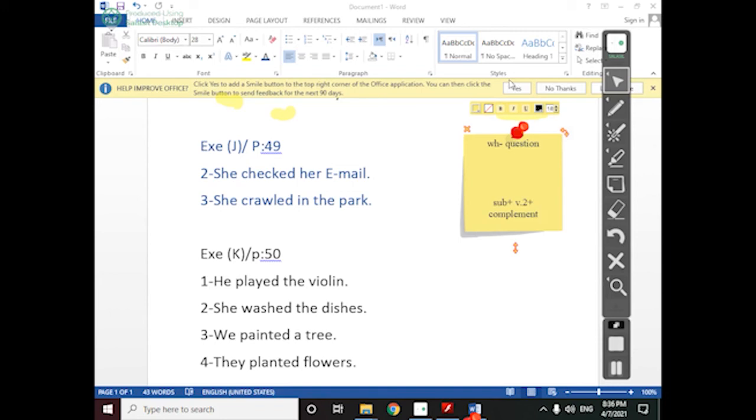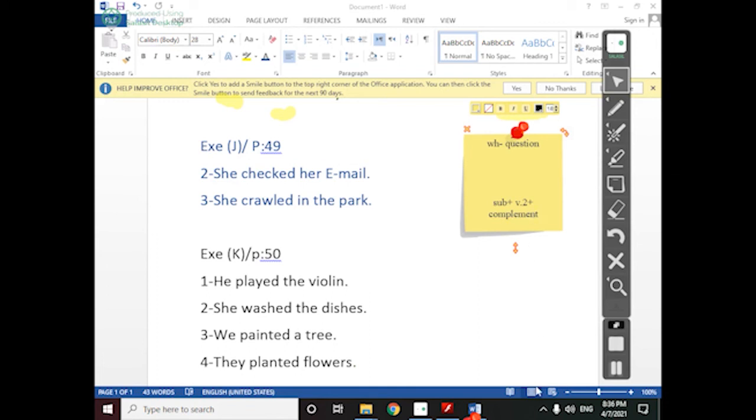Let's see the first one. عندي he play the violin. I am going to change the sentence into a past tense sentence. بحكي he played the violin. طبعا I follow this rule: subject he, verb 2 played، وحطيت complement the violin. Number 2, she washed the dishes. زي ما انتو شايفين she subject, washed verb 2, و the dishes complement. Number 3, we painted a tree. And number 4 is they planted flowers. طبعا this note is very important.